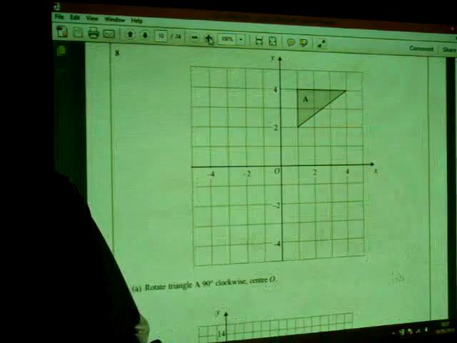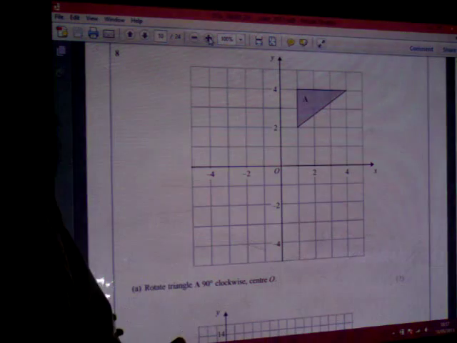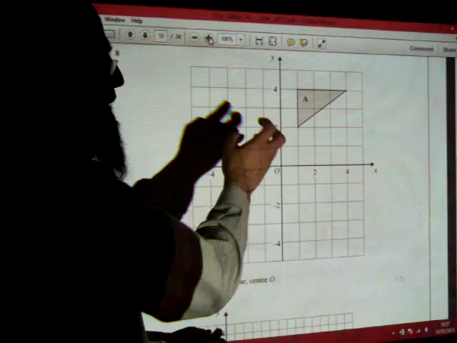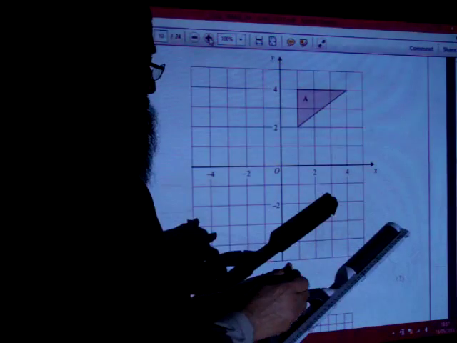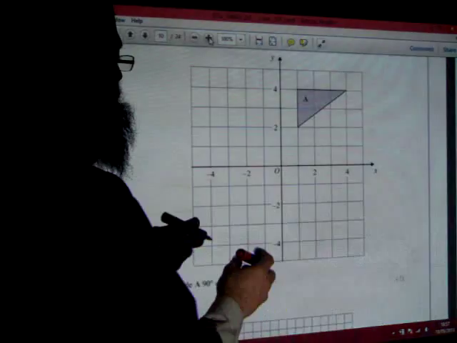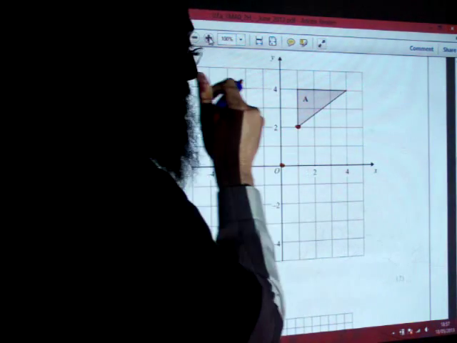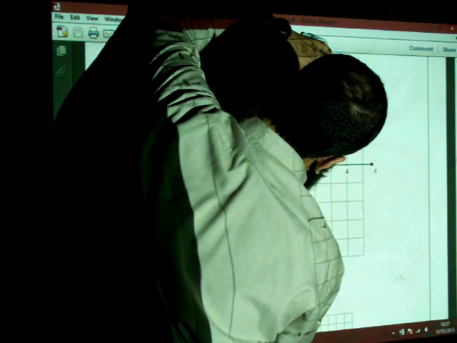So they want you to rotate it about the center. What does that mean? How do you connect this shape with the center? You draw a line. You draw a line from the nearest point. Okay, I'll call this the rod. We've got to join the shape from the closest point to the center.